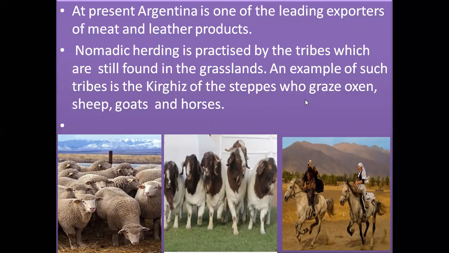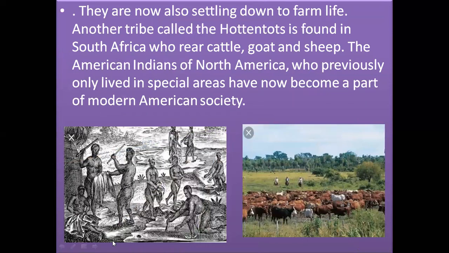The Kyrgyz are steppe people who graze oxen, sheep, goats, and horses. They look after the oxen, sheep, goats, and horses. In Argentina, the grassy plains have animals and gauchos, and they have now also settled down into farm life.